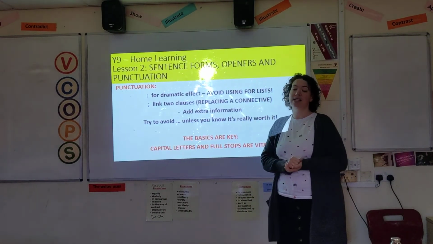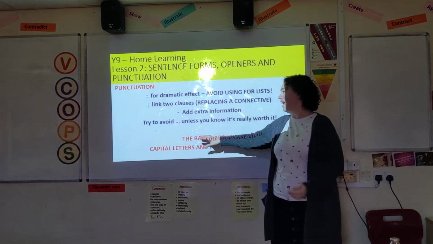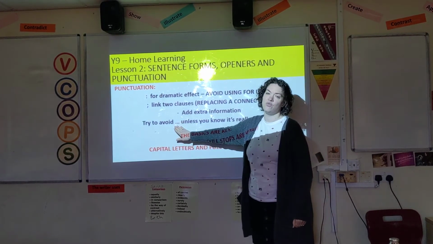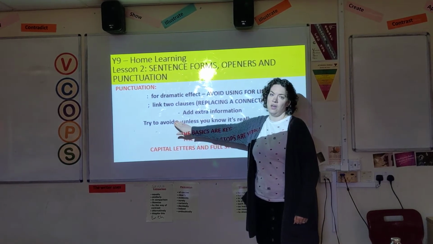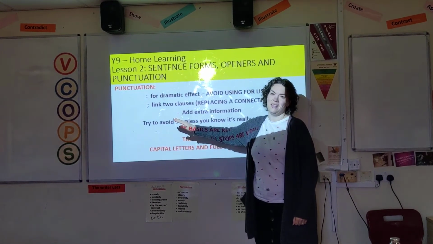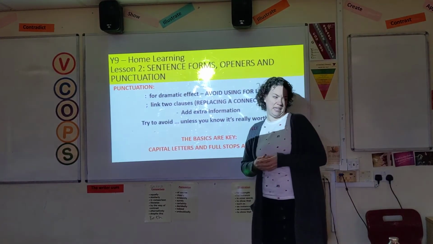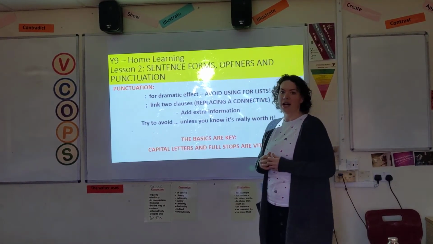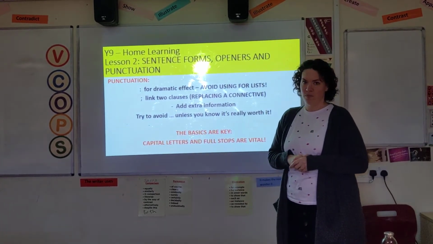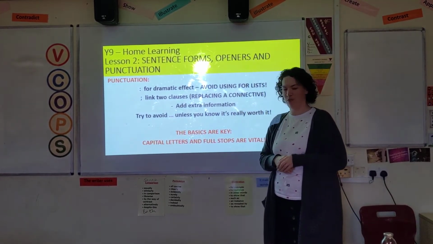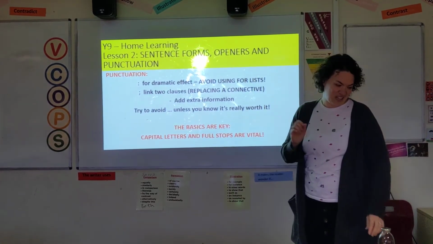You can use a dash for adding extra information. And finally, unless you've got a really, really good reason to use the ellipsis, don't do it. Because it sounds forced, it sounds a bit rubbish, it sounds like you're in year 6 trying to write your best story. Okay, and we're not. A cliffhanger. We want to move away from those forced cliffhanger situations.